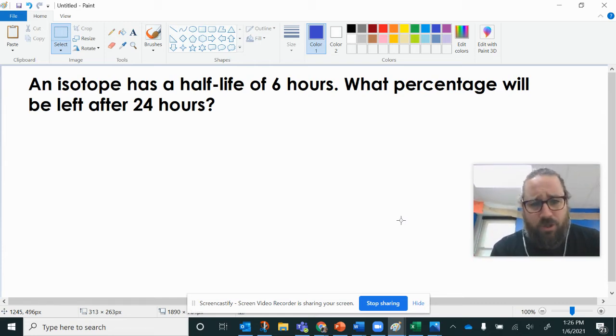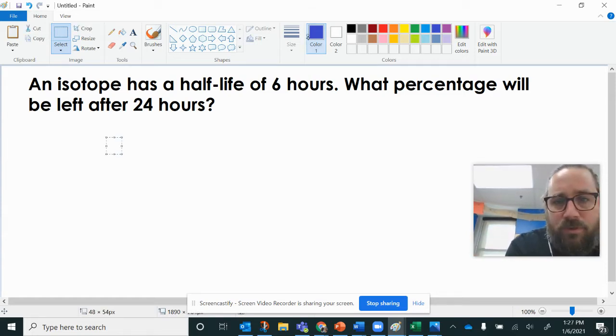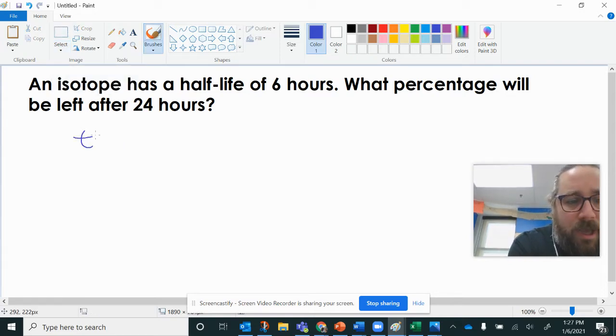So an isotope has a half-life of 6 hours. Boy, that's really radioactive. That's unstable. What percentage will be left after 24 hours? So all I had to do is just set it up. I always do Microsoft Paint, time at the top, then half-lives, and then in this case it's telling me percentage.